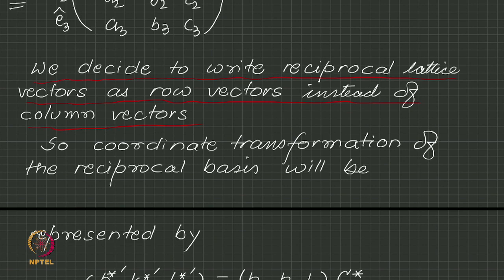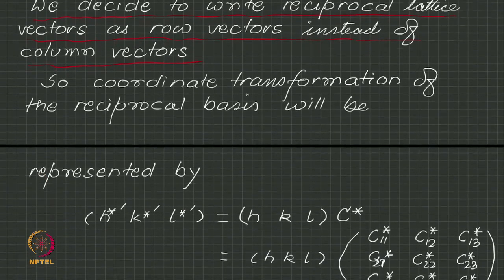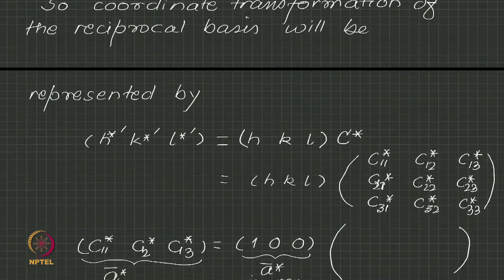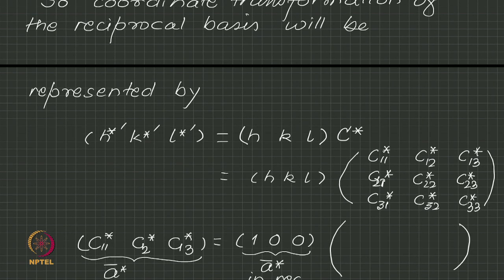So, the coordinate transformation of the reciprocal basis will be represented by, now suppose this was the coordinate transformation matrix. You multiply that to the untransformed components. HKL is the component of a vector in reciprocal space. H star, K star, L star is the components of the same vector in a new basis. So, now you have two reciprocal bases.